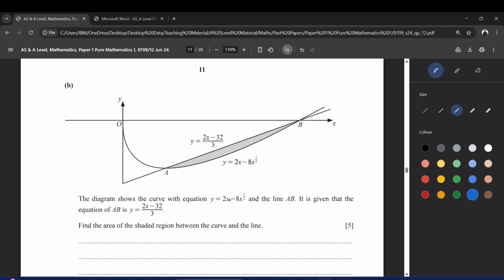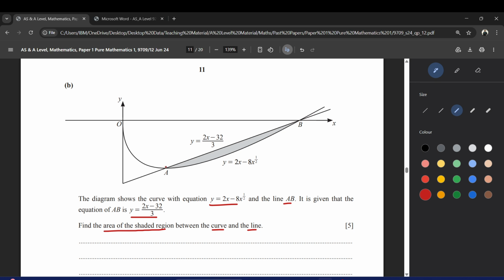Okay, part b. The diagram shows the curve with equation y equals 2x minus 8x to the power half and the line AB. So this is the same equation that was in part A. It is given that the equation of AB is y equals 2x minus 32 upon 3. Find the area of the shaded region between the curve and the line.